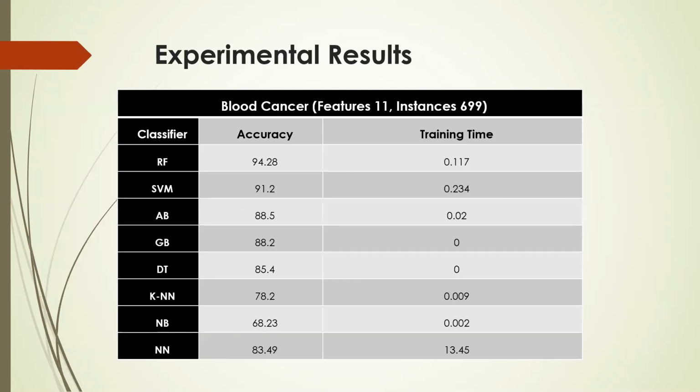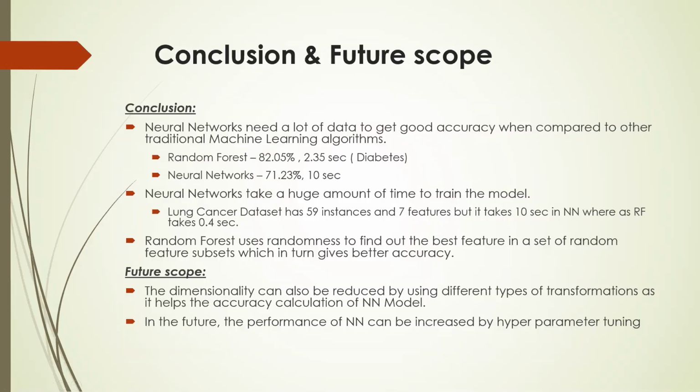So this is the blood cancer data set, and random forest performs better, and neural networks perform poorly because of the time, but not of the accuracy. In conclusion, I would like to say that neural networks need a lot of data to perform very well compared to random forest and other bagging-related concepts and SVMs. Neural networks get only 73% accuracy and random forest gets 82% in the diabetes data set. And neural networks also take a lot of time, because even with 59 instances and 7 features, it takes 10 seconds, whereas random forest takes only 0.4 seconds.